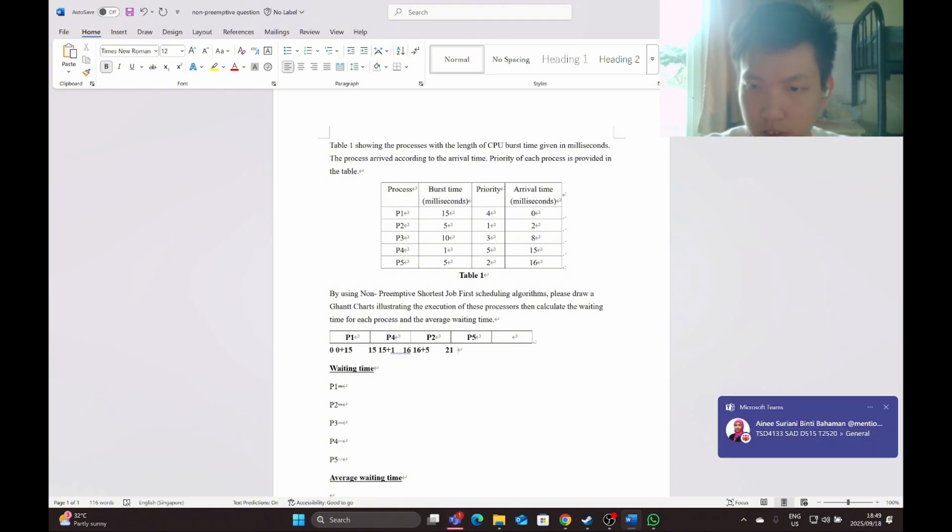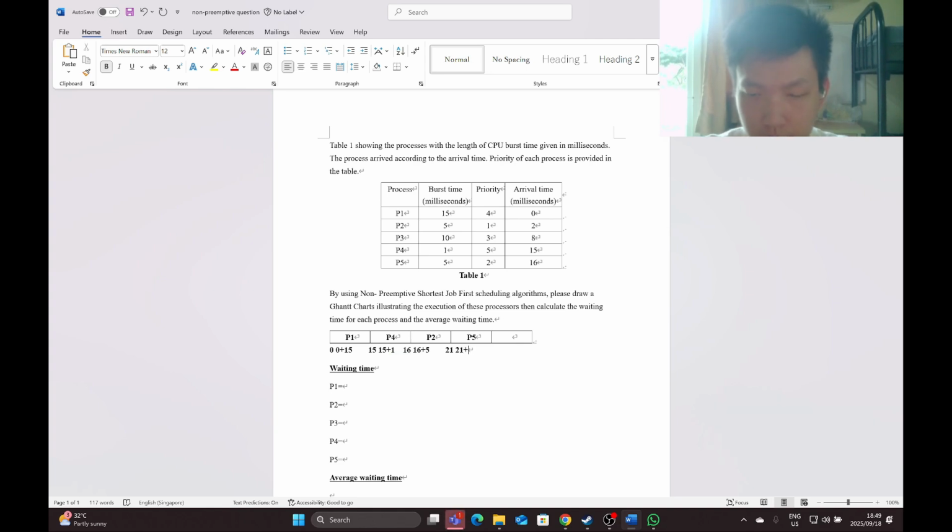And the stop time will be 26 milliseconds. And the last process that will be executed is process 3. And the stop time will be 36 milliseconds.